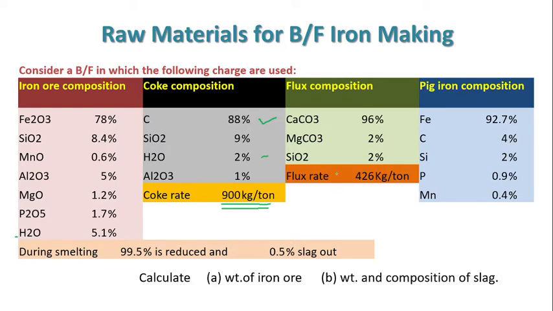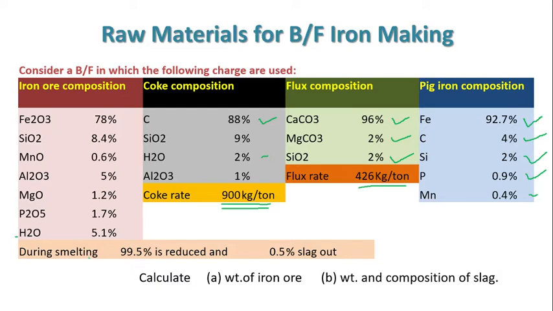And the flux, to reduce the melting point of gangue material, contains primarily CaCO3 96% and MgCO3 2% along with 2% silica, and the rate of flux addition is 426 kg per ton of hot metal. And the output, that is your pig iron, contains primarily iron 92.7% along with about 4% carbon, 2% silicon, and 0.9% phosphorus, which is high enough, and manganese 0.4%.